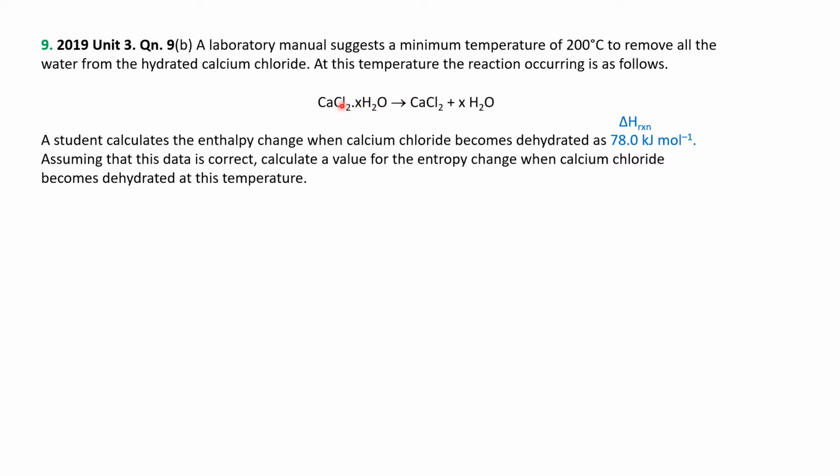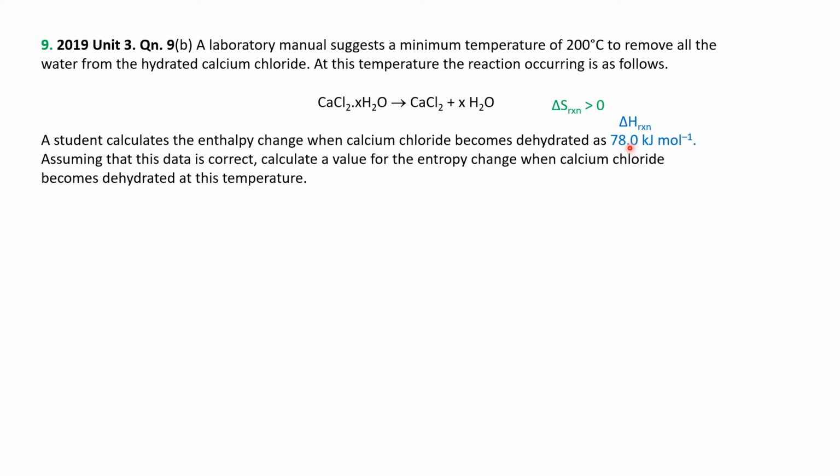Well, we've got calcium chloride .xH2O. That's a solid. So one solid goes to another solid plus X waters, where of course at 200 degrees Celsius, X waters are going to be gases. So we look at this and we would expect delta S of the reaction to be positive. So we've got positive delta H and a positive delta S.